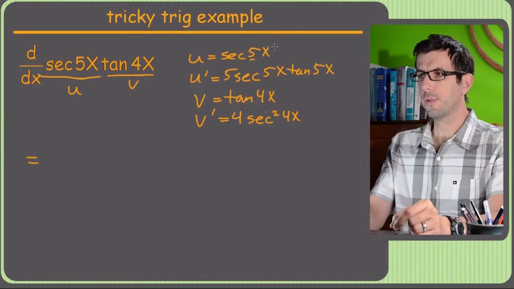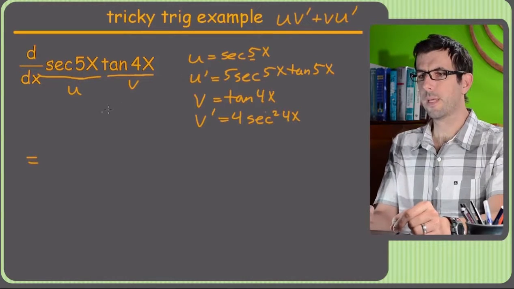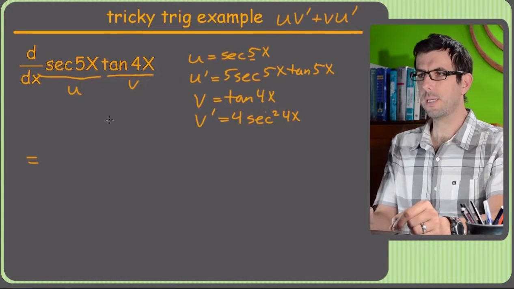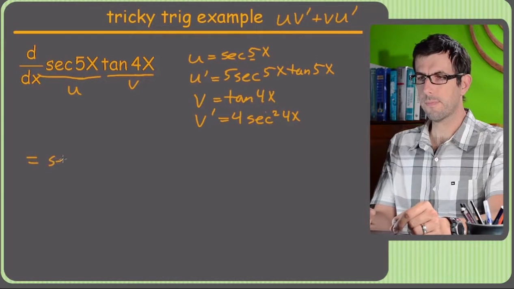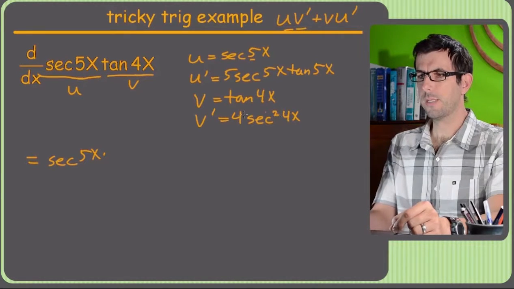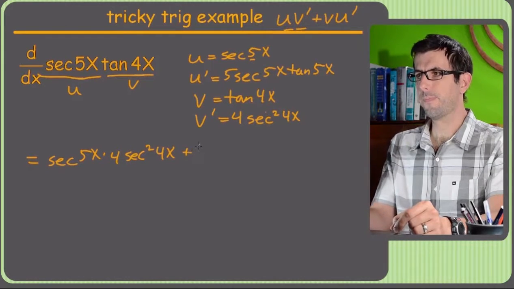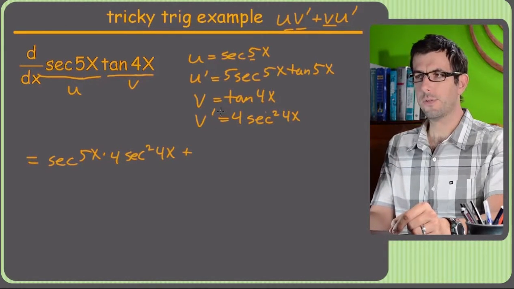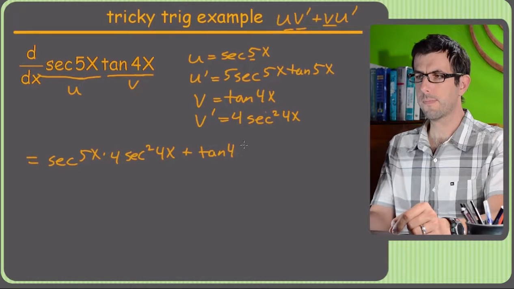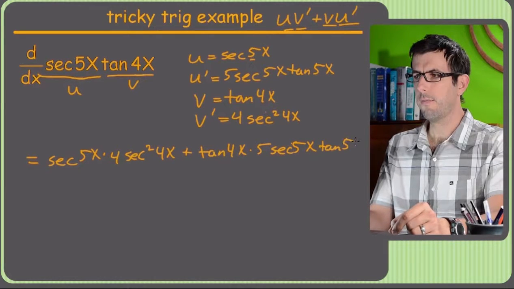All right, so first, let's see, the product rule is u v prime plus v u prime. So u is secant of 5x. Then we need a v prime, so that's 4 secant squared 4x. Then we need a plus v, so tan 4x, times the u prime, which is 5 secant 5x tan 5x.